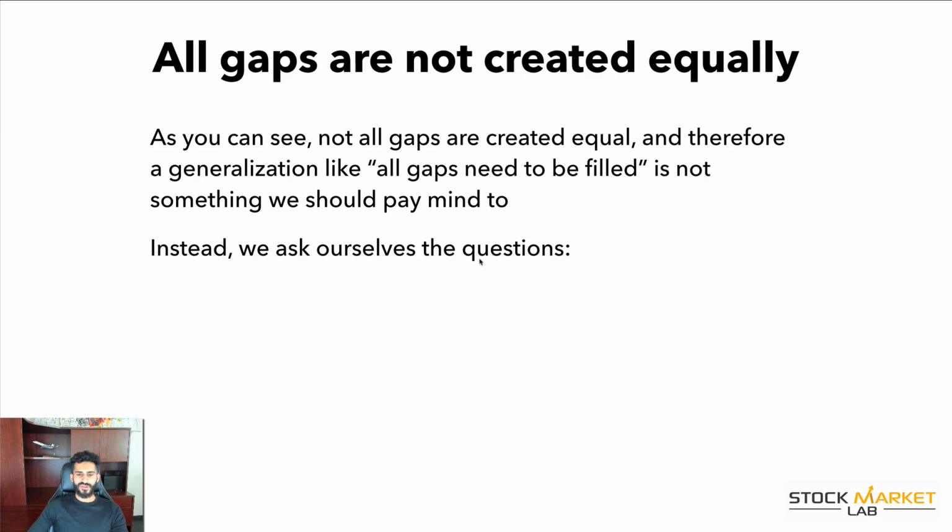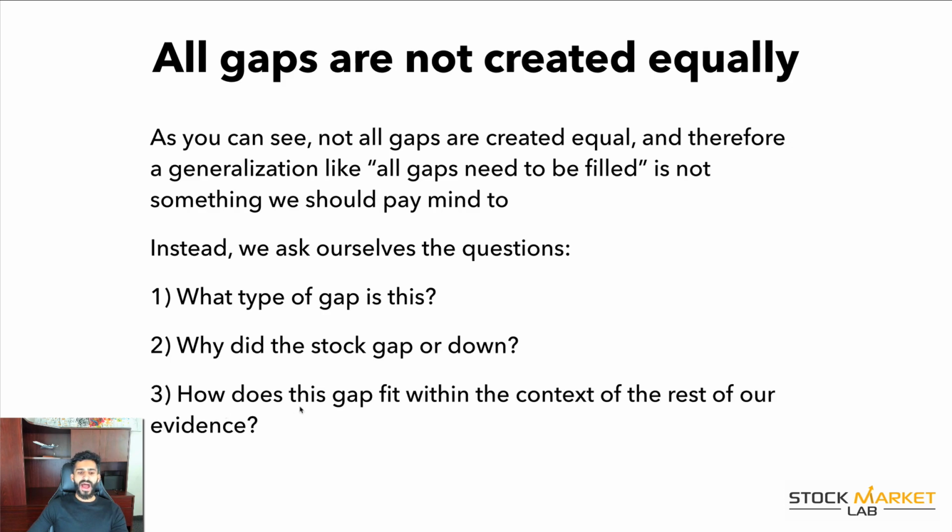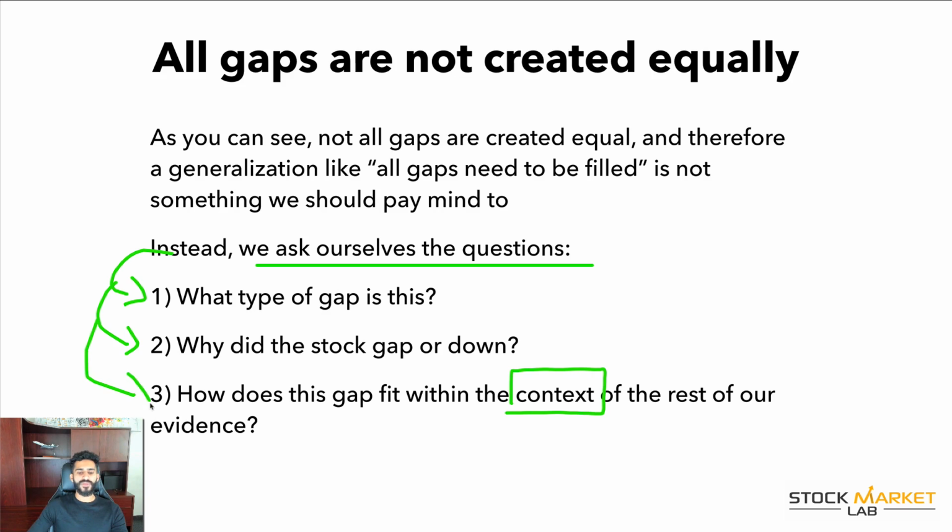Instead, we ask ourselves the questions. What type of gap is this? Why did the stock gap up or down? And how does this gap fit within the context, which is the most important thing, of the rest of our evidence? Very, very important to ask yourself these three questions. What type of gap is it? Is it a common gap, breakaway gap? Why did the stock gap up or down? And how does it fit within the context of the rest of our evidence?